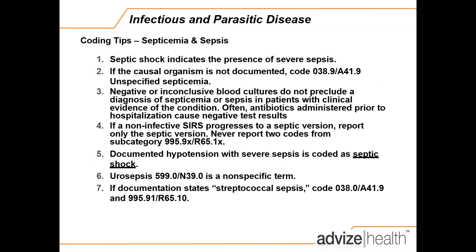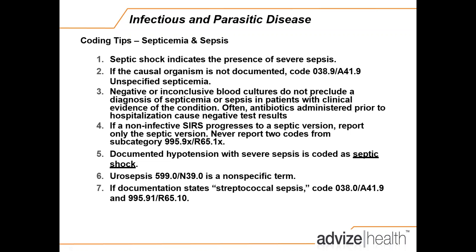Infectious and parasitic diseases, coding tips. A lot of this is focusing on septicemia and sepsis. Septic shock indicates the presence of a severe sepsis. If the causal organism is not noted, you want to code A41.9, which is unspecified. Because with ICD-10, we have a lot of unspecified codes. But if we can be very, very specific, that's where we want to be.